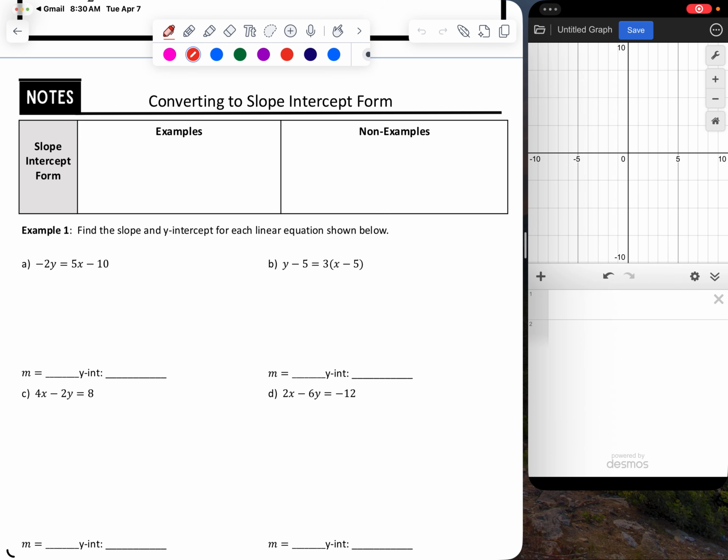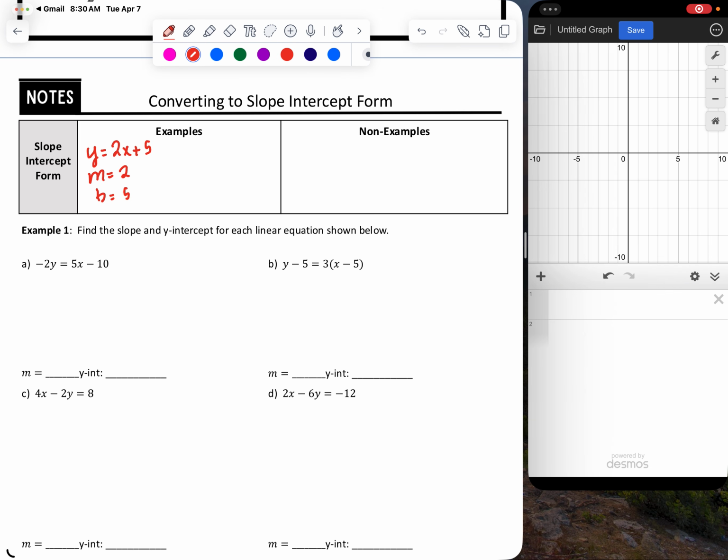So, for example, if you have y equals 2x plus 5, we know this is written in slope-intercept form because the y is by itself. And then we have y equals mx plus b. So it is very apparent that our m is 2 and our b is 5.